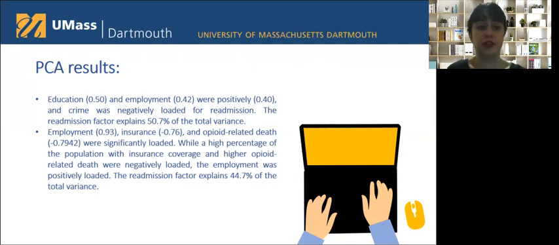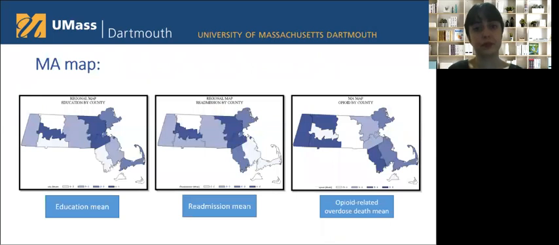44.7% of total variance. And finally, here we are showing that a socioeconomic factor like education can positively correlate to readmission and negatively affects opioid-related overdose death. You can see the counties here.